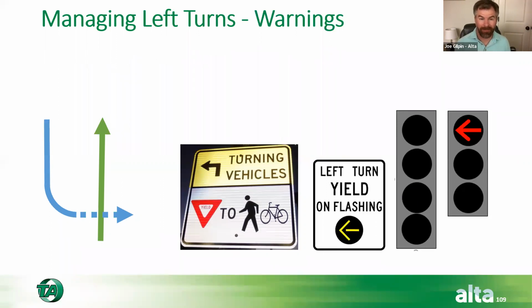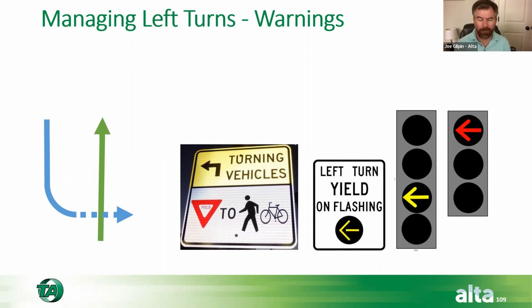To try to have the protected then the permissive, so that you're hopefully clearing any accumulated, queued up bicyclists out of the intersection before a motorist has a chance to actually come in contact with them in a left turn. I forgot where I was going with that, but from a signal perspective, we can do that.